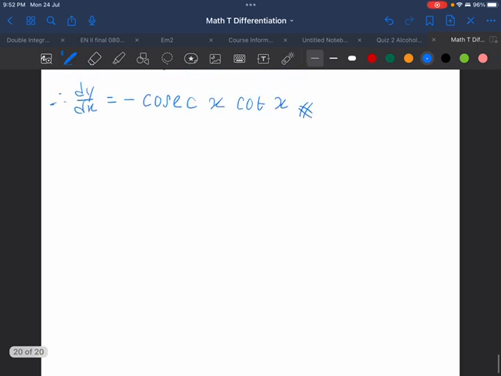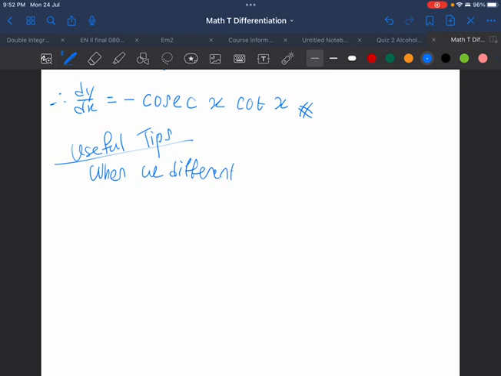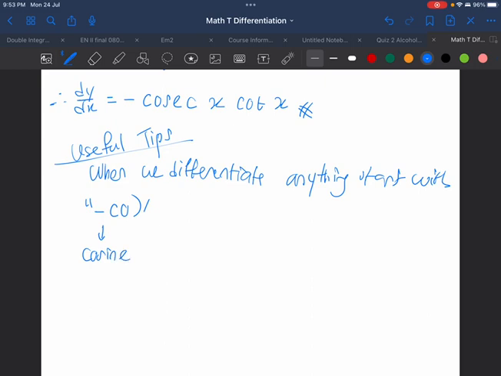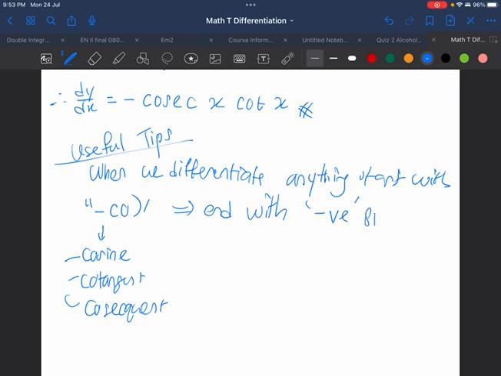So I hope you can remember the useful tips I just dropped. Useful tip: when we differentiate anything that starts with cos, meaning either cosine, cotangent, or cosecant, we will end with the negative sign.